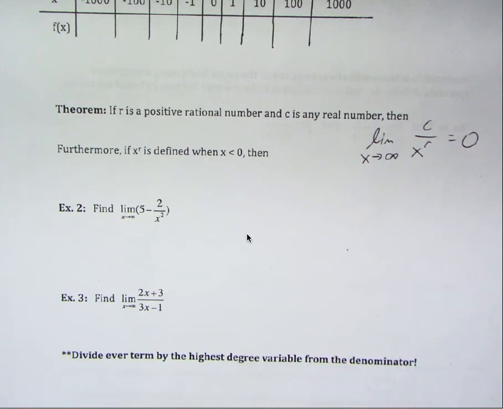Why are you always going to get 0 when this happens? Try to think mathematically. Instead of trying to memorize rules and theorems, why is this always going to equal 0? We're just busting calculators left and right. Why is this always going to be 0? What happens as x gets really big?